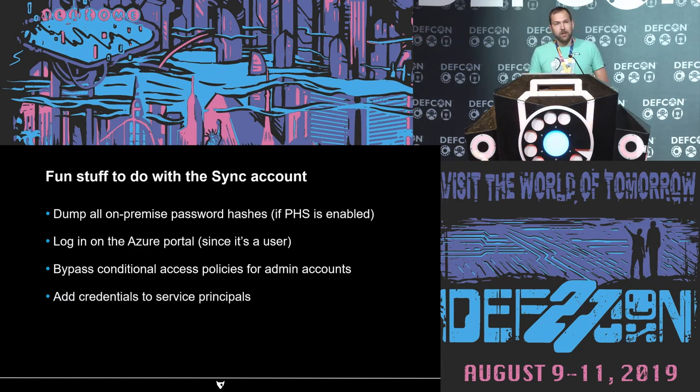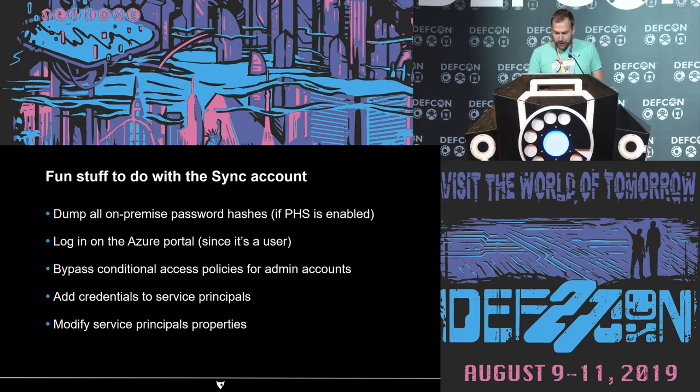Just like the application administrator, we can add credentials to service principals, backdoor stuff, and do all kinds of fun things. And we can also modify service principal properties. So we can change the authentication URL of a Microsoft application, Vision Admin, and escalate to global admin privileges.